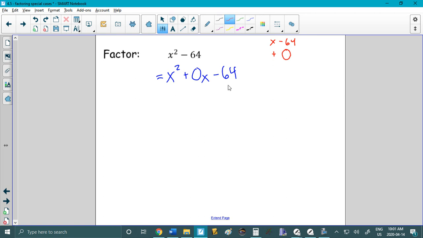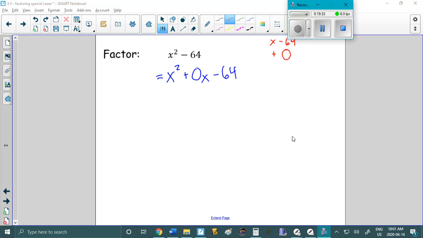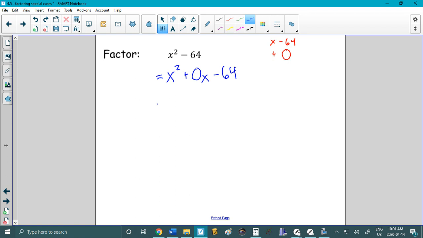Okay, so if I need two numbers that multiply to a negative, I know that I'm going to have a positive and a negative. And if I have two numbers that add to 0, what kind of numbers add to 0? If I said what number adds to 2 to get 0, you would say negative 2. If I said what adds to 3, 3 and negative 3. So we need two numbers that are the same that multiply to 64.